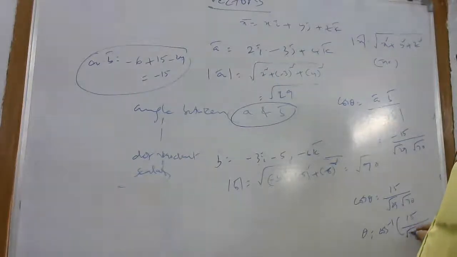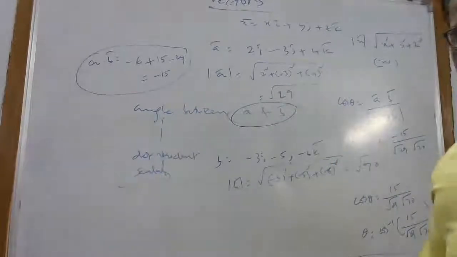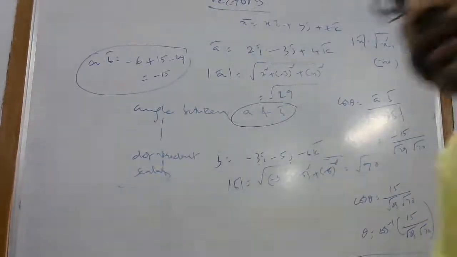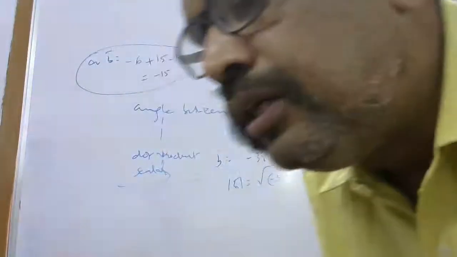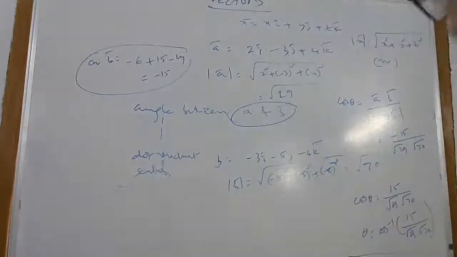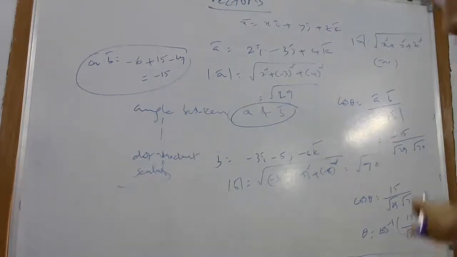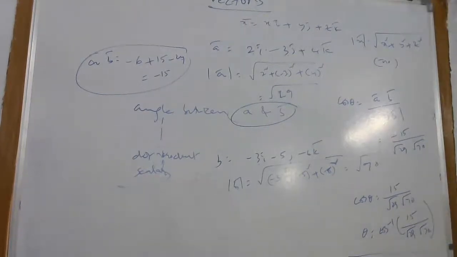Cos of theta is minus, but cos 100 will take out plus. This is the answer. So the angle between two vectors is this. But instead of minus you can take positive only, because theta is an angle. You will take the first quadrant only. So you will get cos inverse 15 by root 29 into root 70. No need to simplify because it is a irrational number, so you can leave it.